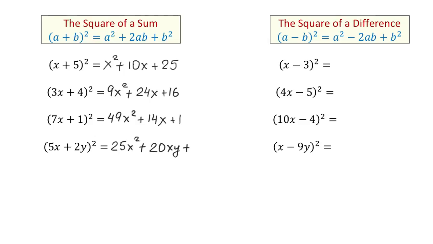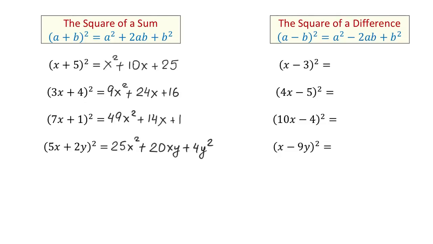Plus, and now the last term, 2y to the second power, that is 2y times another 2y, and that will be 4y squared. So the perfect square trinomial obtained is 25x squared plus 20xy plus 4y squared.